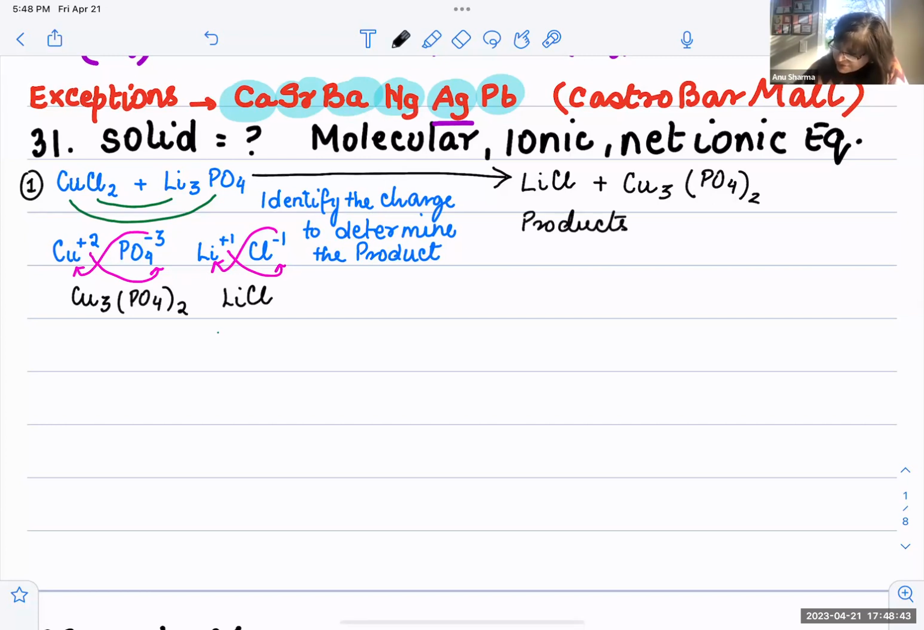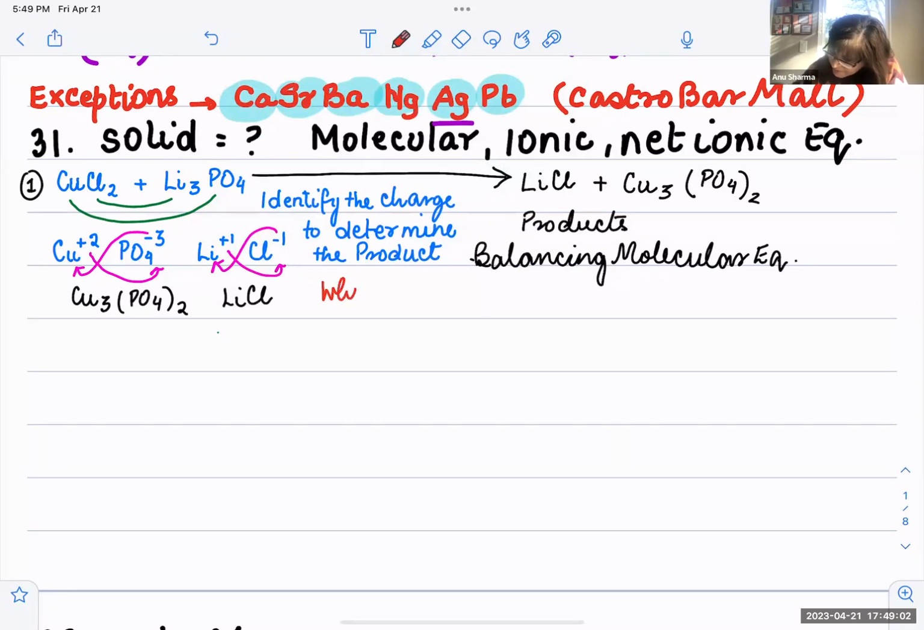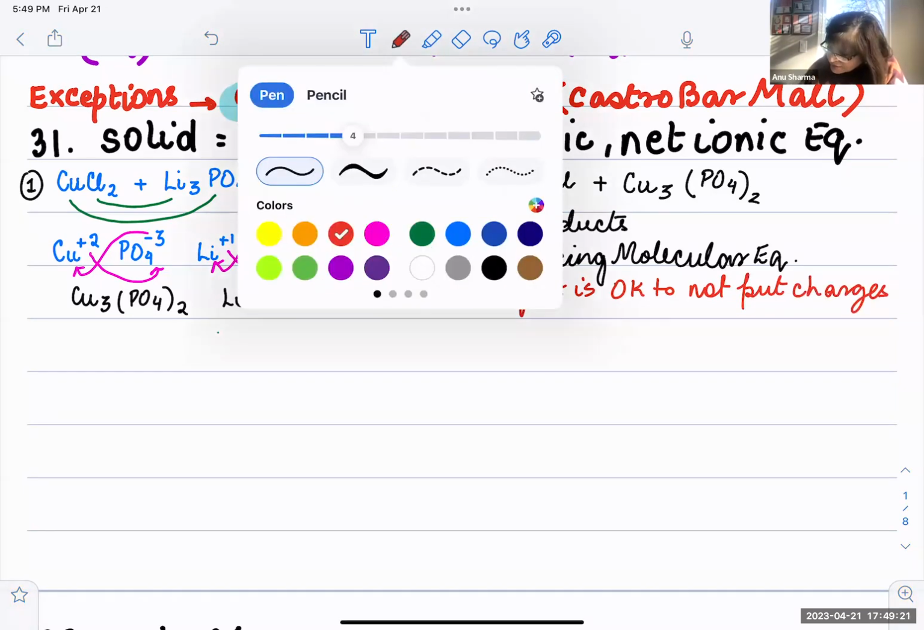Next, we're going to look at the balancing of the equation. Now balancing, and that is called the molecular equation. For molecular equation balancing, it's okay to not put charges. Let me write this down in red. While balancing, it is okay to not put charges because sometimes that gets in the way. It's too many details when you're just learning.